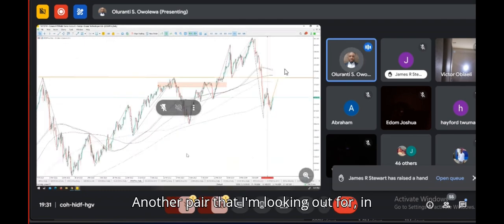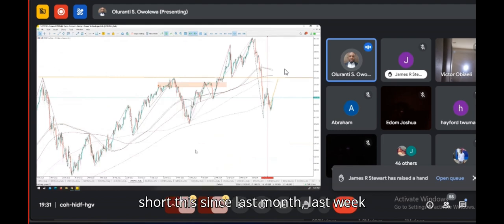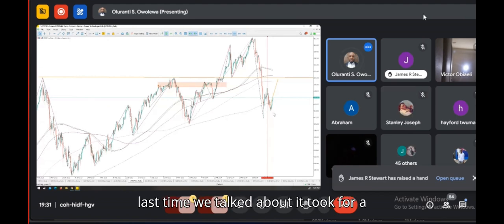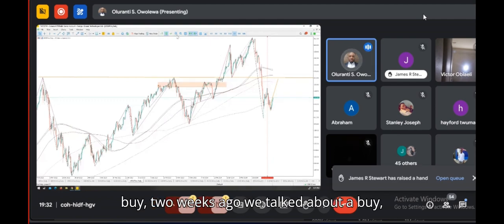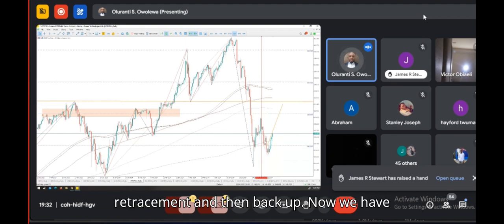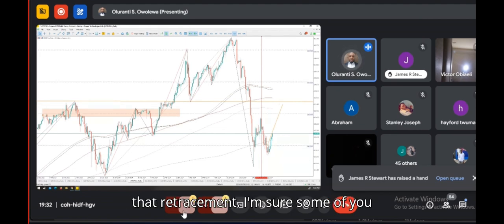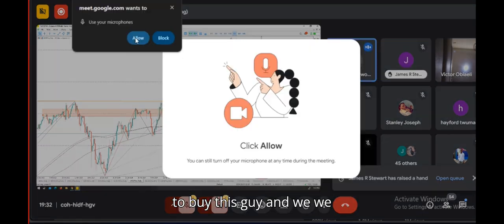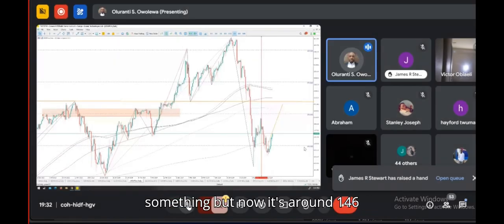Another pair that I'm looking out for, which I've had since last week, is this guy for a buy. I think the last time we talked about it, two weeks ago, we talked about a buy, a move back, a possible retracement, and then back up. Now we have that retracement. I'm sure some of you forgot that we're looking at an opportunity to buy this guy. We saw this move start. We should have been in this market around 144 point something, but now it's around 146.8.